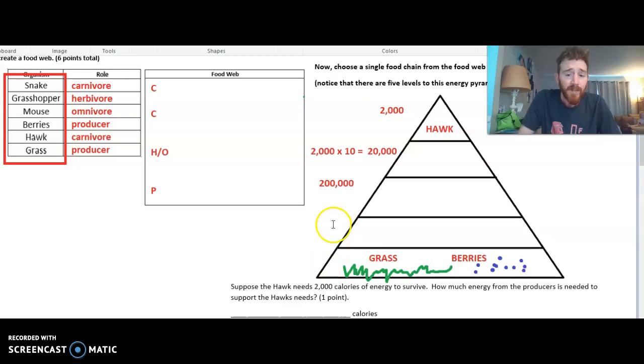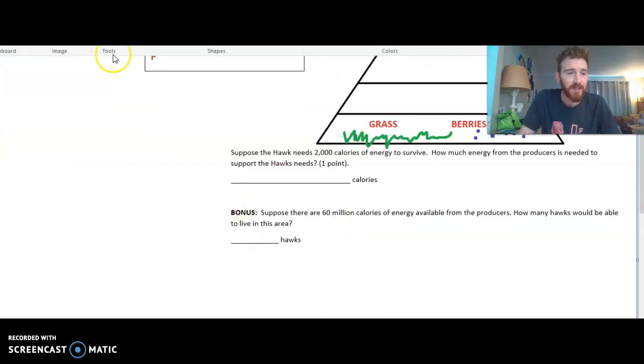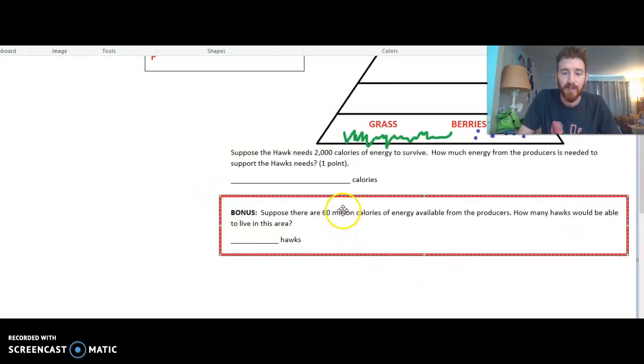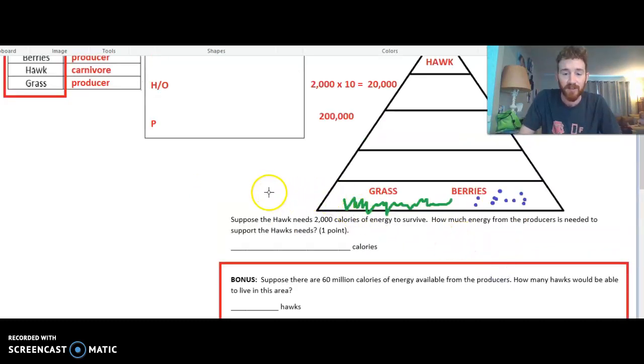Okay. Now the bonus question, again, bonus of course is just if you feel good doing it, you can go for it. It says, suppose there are 60 million calories of energy available from the producers. So if we say here we're going to start off with 60 million would be our bonus section. You can write out that number, 60 million, just to see how that looks. It's going to be like this. Okay, so again, this is the bonus separate from the one we just did.